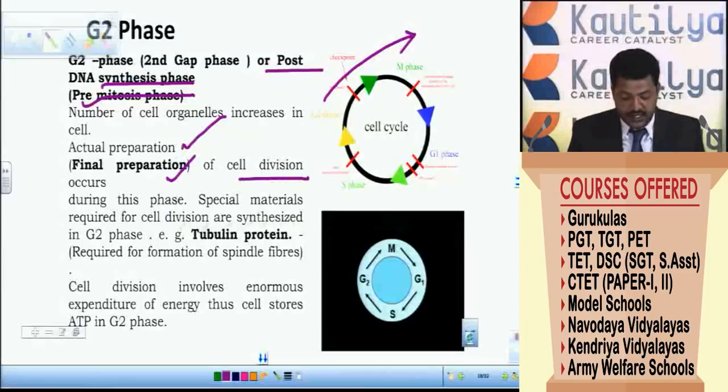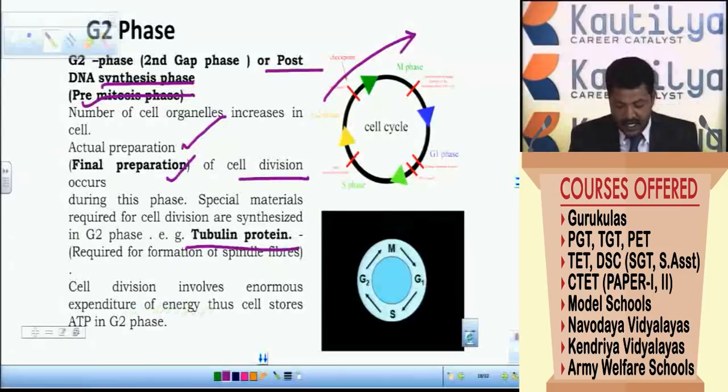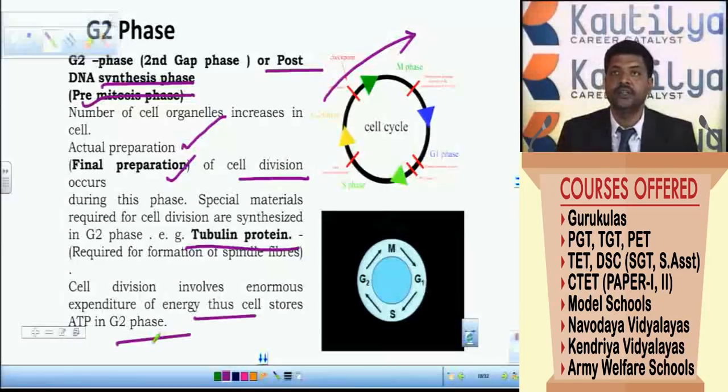During this phase, special material is required for cell division: tubulin protein is synthesized, required for the formation of spindle fibers. Cell division involves enormous expenditure of energy, so the cell prepares ATP in the G2 phase.